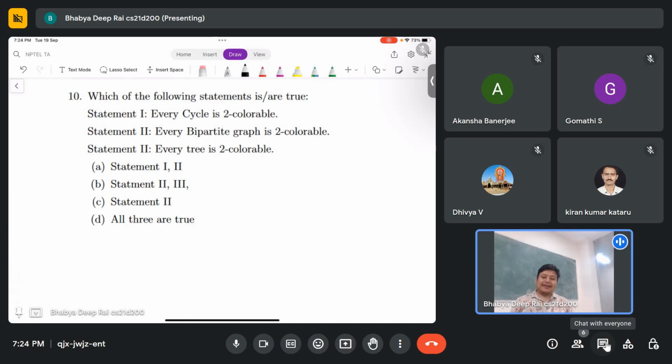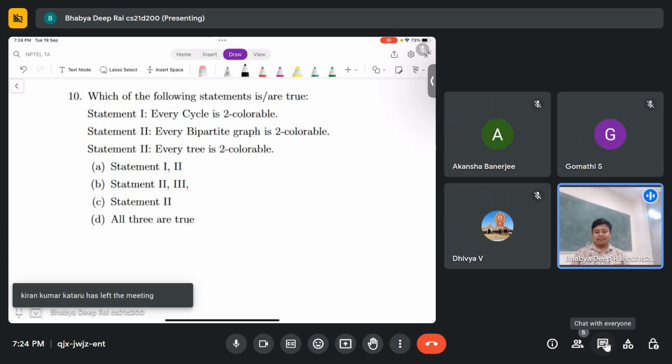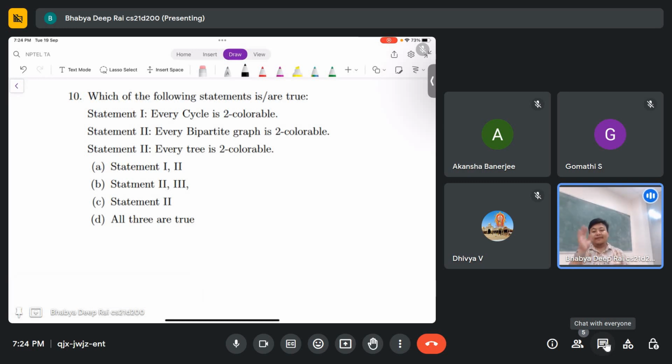Every bipartite graph is two colorable. Can I color every bipartite graph with two colors? Every tree is two colorable. So can I color every tree with two colors? So which of these statements are correct?